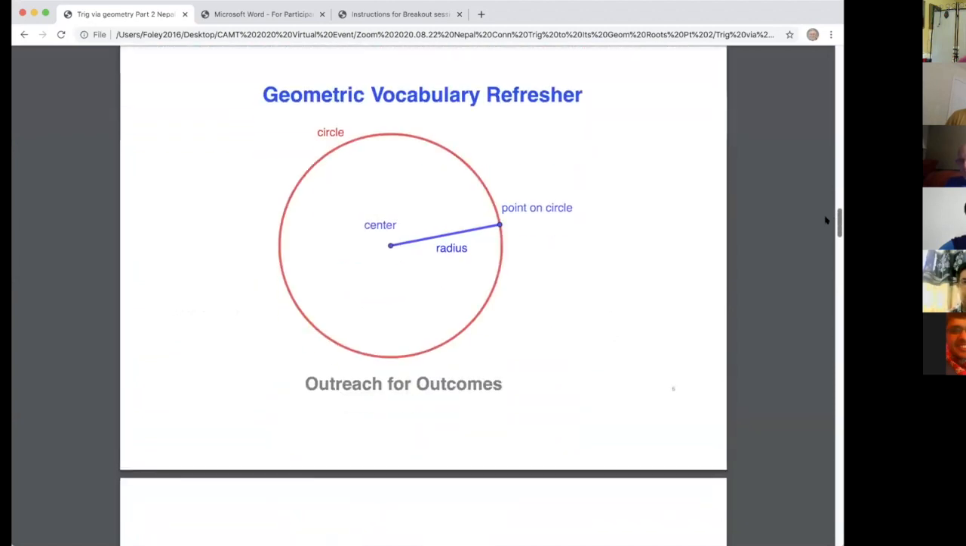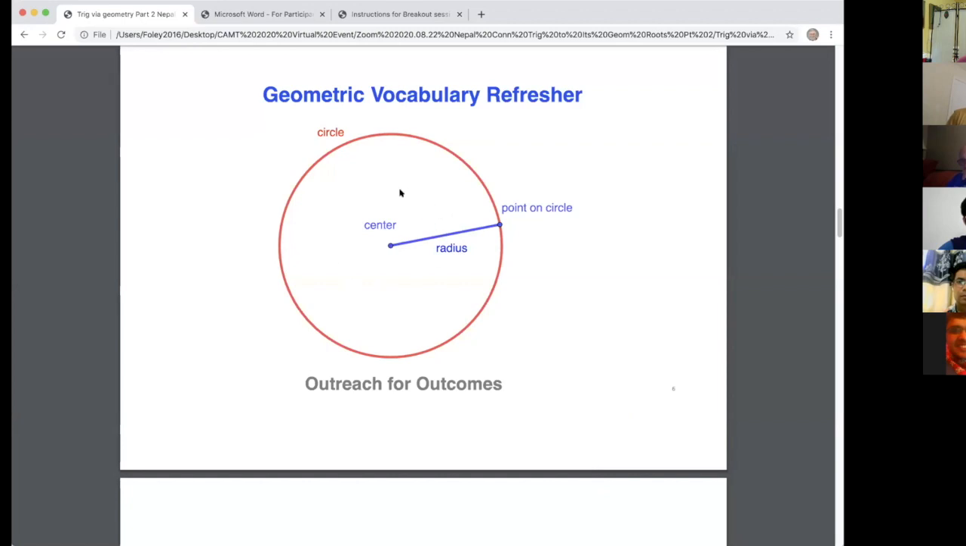Vocabulary: a circle is a set of points in the plane equidistant from a fixed point. The fixed point that the other points in the plane are equidistant from is called the center of the circle, and the fixed distance is called the radius. The word radius is used in two ways. It's used both to talk about the length or distance from the center to the circle, and it's also used to talk about a segment that connects the center with the point on the circle.